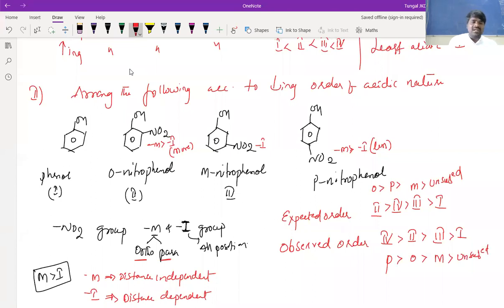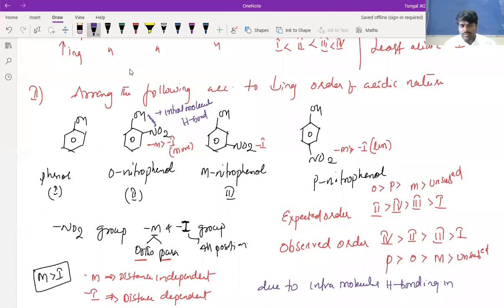So what is the reason? Here, due to the hydrogen bonding, there is an intramolecular hydrogen bonding. This is the intramolecular H bond. What is the reason? Due to intramolecular hydrogen bonding.